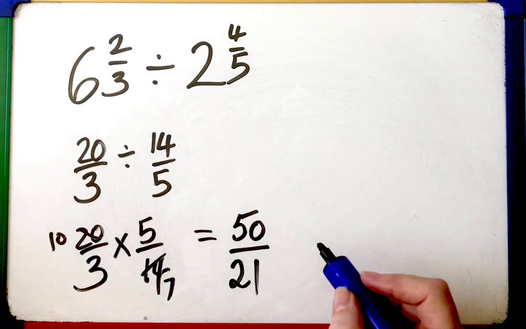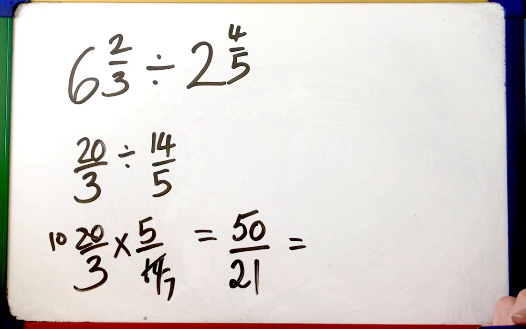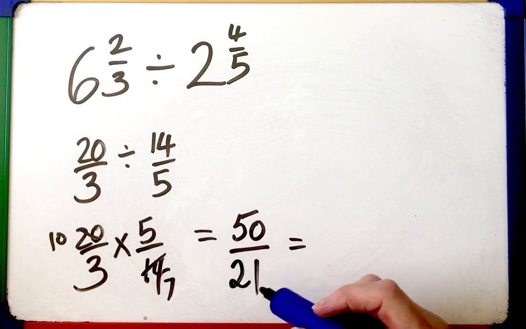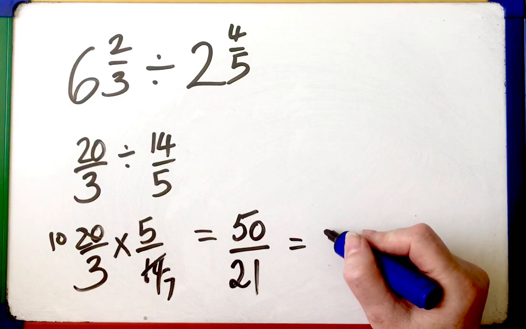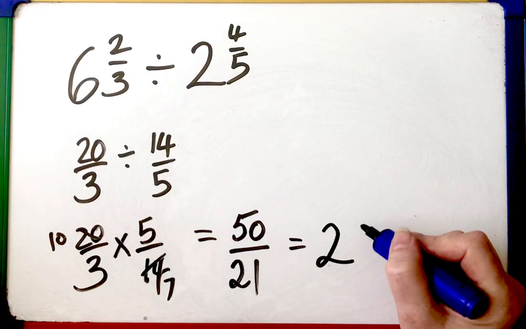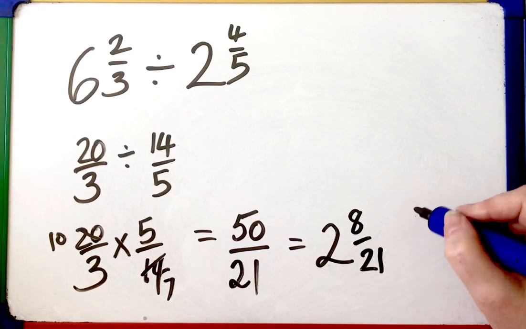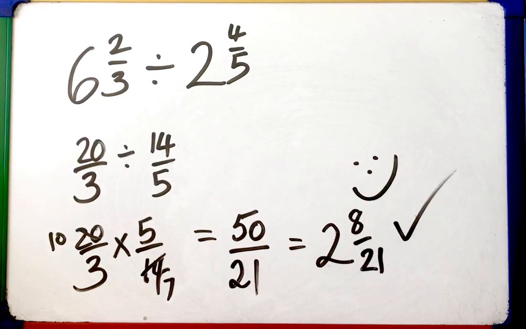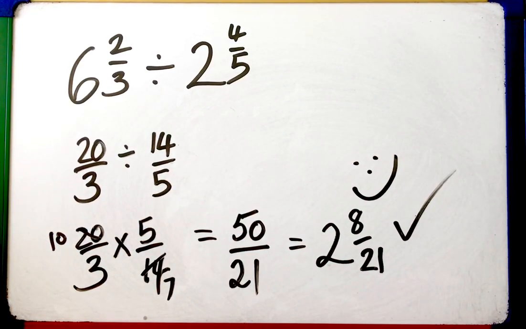And again, if you don't know what I'm about to do now, you need to watch the video on changing an improper fraction to a mixed number. The link is in the description. 2 21s are 42, so 2 whole ones and 8 over 21. There we are. Nice. Right, time for you to have a go at some.